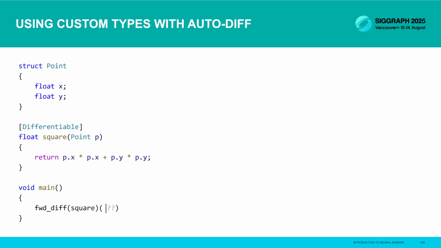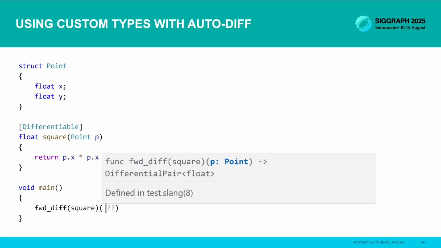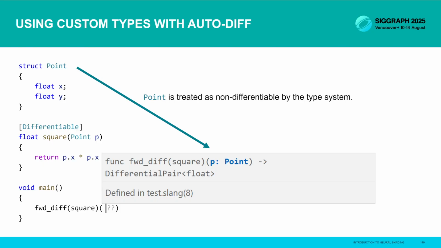If we go back to our previous example to pass the custom point type to square, the signature of the forward diff function will look like this. As you can see, the compiler is treating point as a non-differentiable type by default, and the gradient function is accepting p as is without taking in a pair of primal and gradient values.